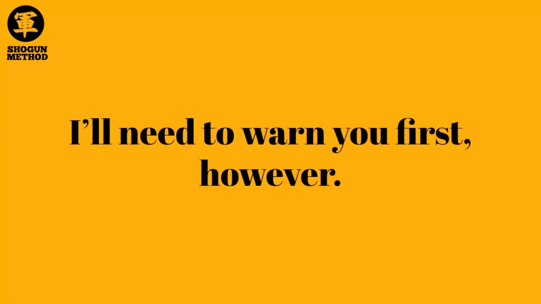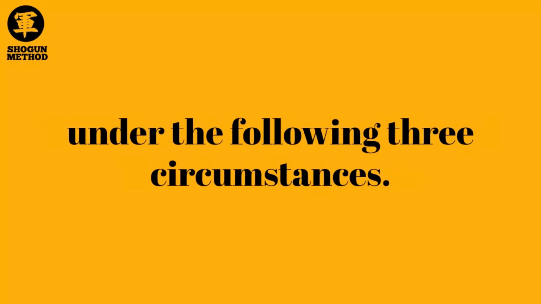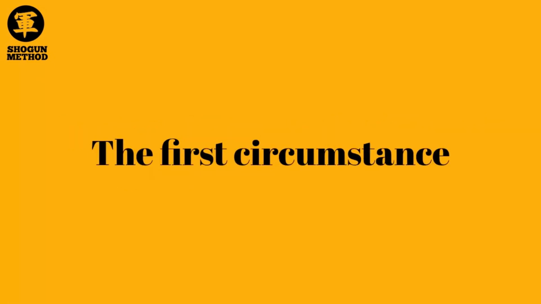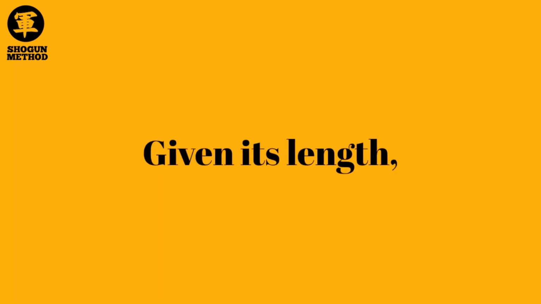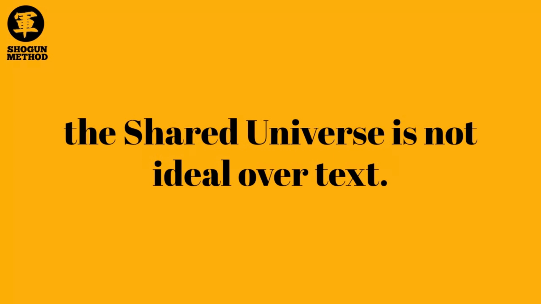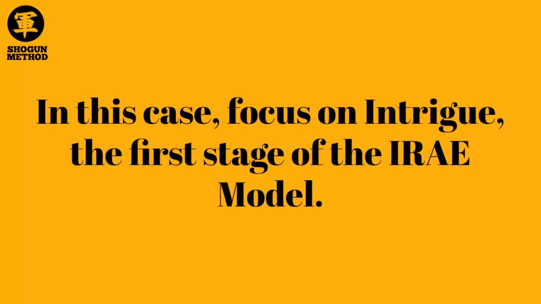I'll need to warn you first, however, you shouldn't use the shared universe sequence under the following three circumstances. The first circumstance is when you can't see your target face to face. Given its length, the shared universe is not ideal over text. The second circumstance is that you've only met her and you have barely built any foundational rapport. In this case, focus on intrigue, the first stage of the IRA model.